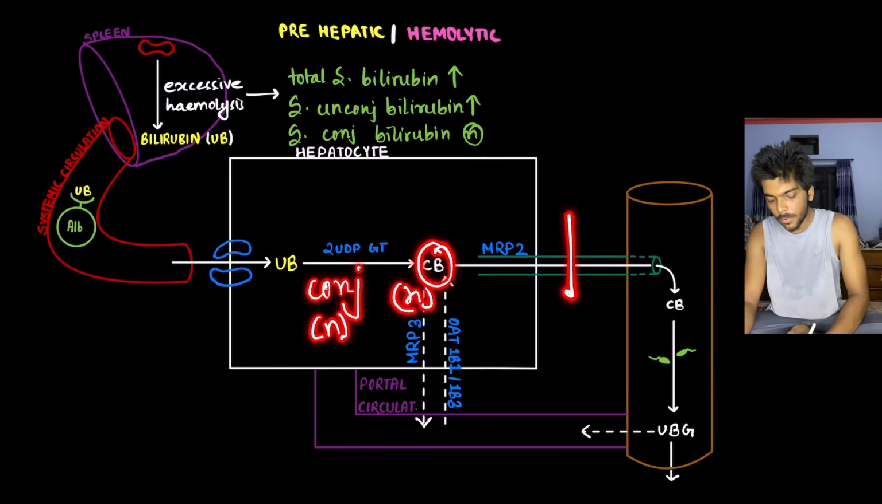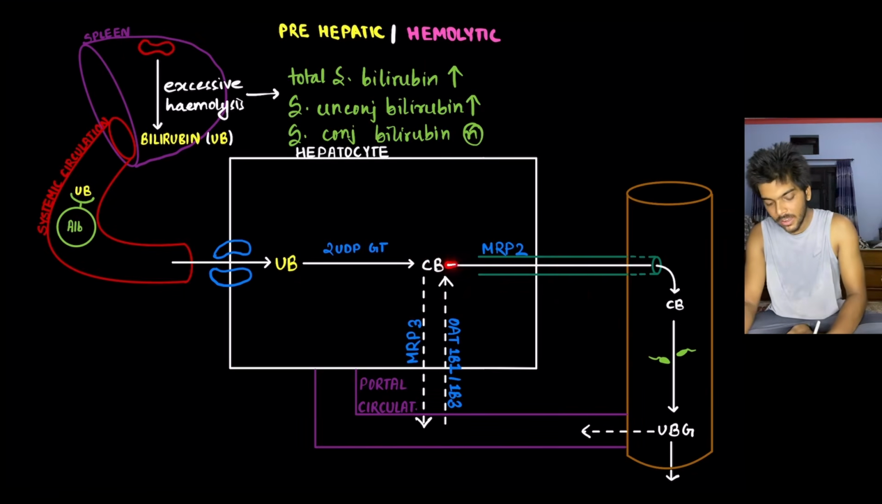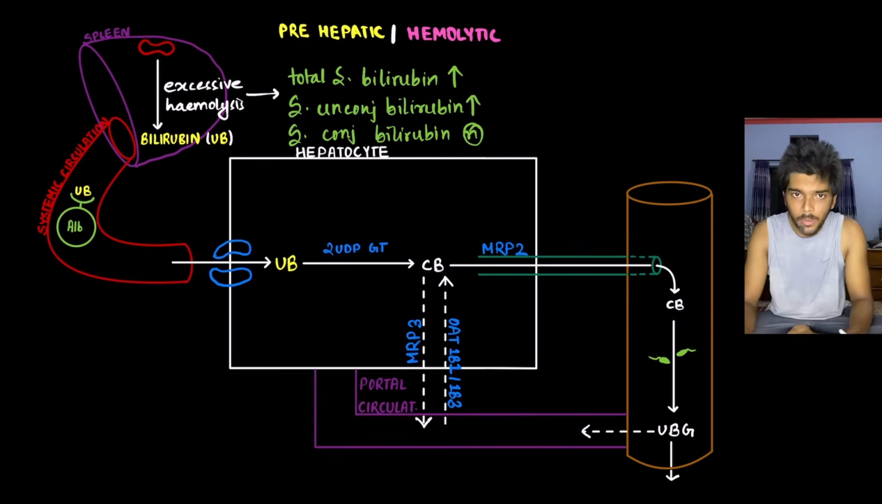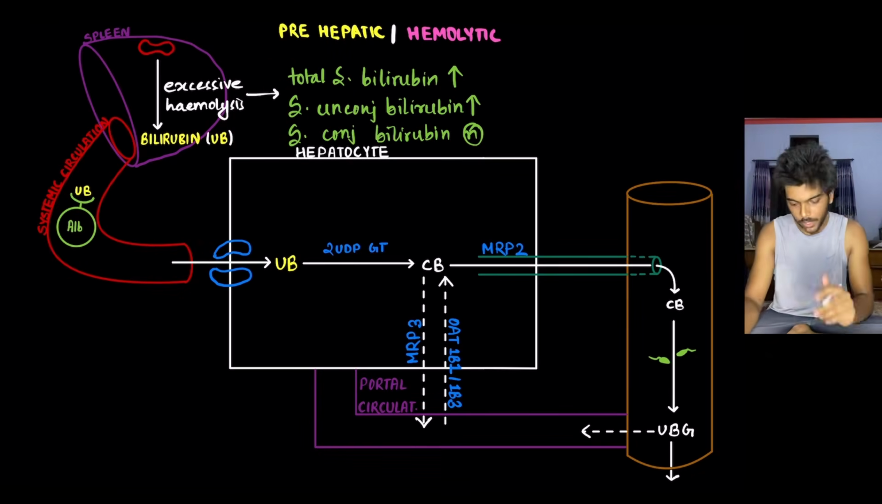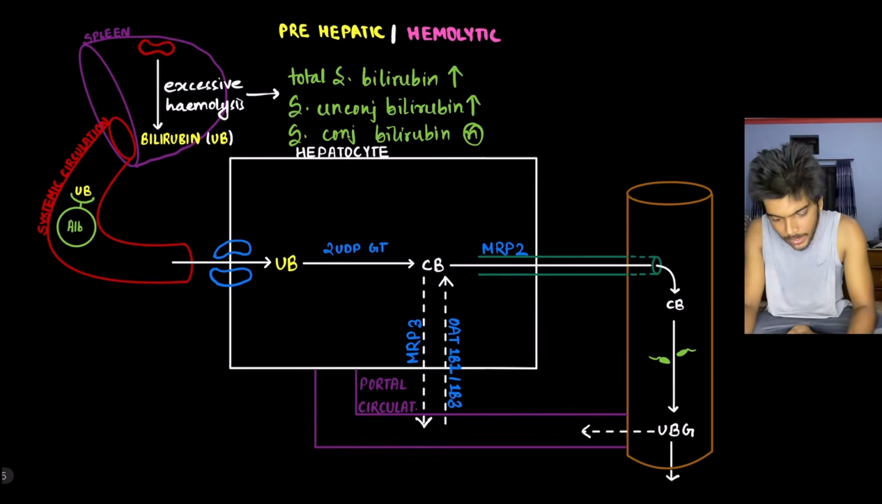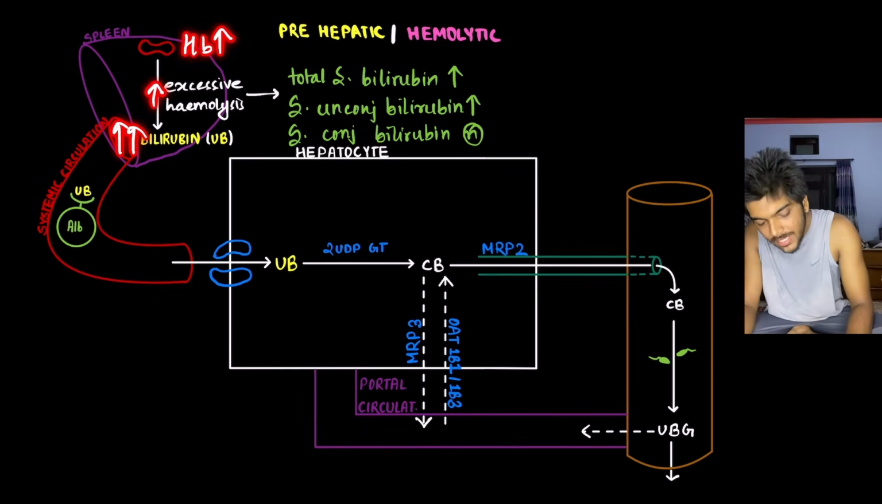Second, there is no problem with the bile flow. So whatever conjugated bilirubin is being made, it has a way to enter the duodenum. So there is a normal level of conjugated bilirubin in blood serum. As for unconjugated bilirubin, it is elevated due to excess hemolysis. Now see, there is excess breakdown of hemoglobin, resulting in excess production of unconjugated bilirubin. So there is excess unconjugated bilirubin in blood.